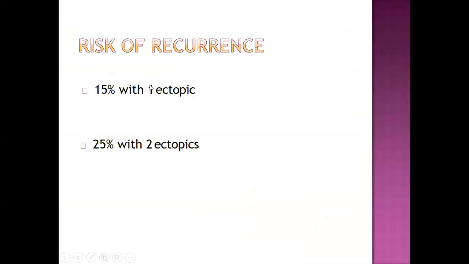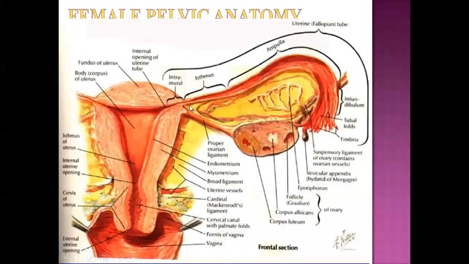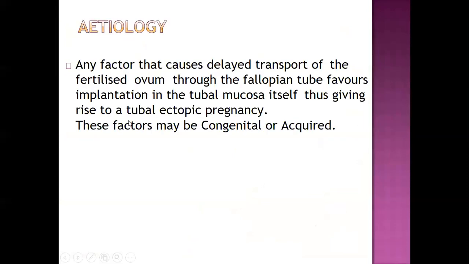Now, if a patient has had one ectopic pregnancy, what is the risk in the next pregnancy? It is 15%, and if the patient has had two ectopic pregnancies, then the risk that the third pregnancy is ectopic is 25%. As I told you, what is the cause? Any factor which causes delayed transport of the fertilized ovum through the fallopian tube. Fertilization occurs in that part, and from there the ovum travels and enters the uterine cavity. Anything which hampers the transport of the fertilized ovum causes tubal pregnancy.